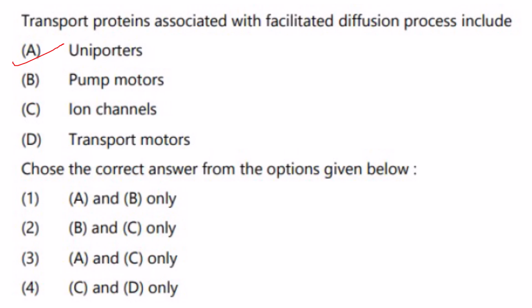Now pump motor, it is for active transport. Ion channels, again facilitated diffusion process. They create pores or channels through the lipid bilayer of the cell membrane, and the ions will move through these channels passively. Then there are transport motors, again active transport. So A and C are the right answers. So option 3 is the answer.